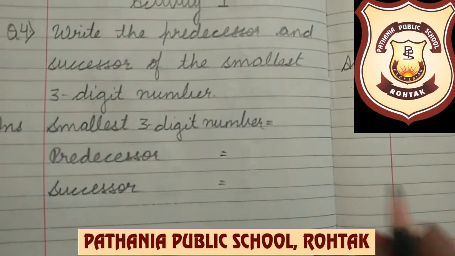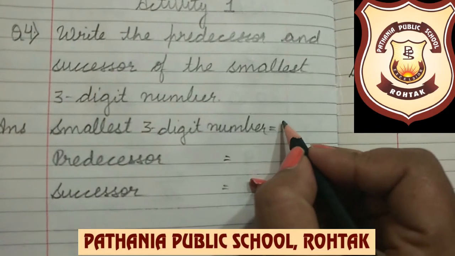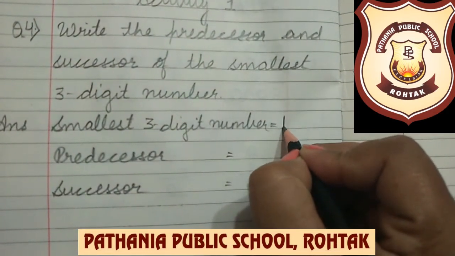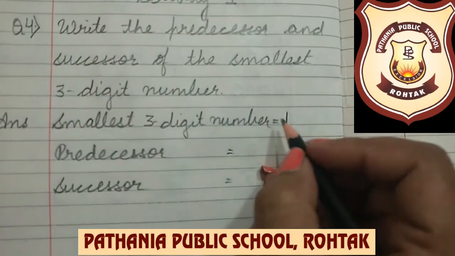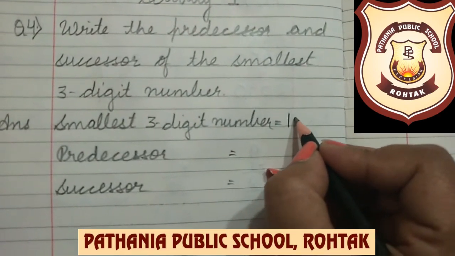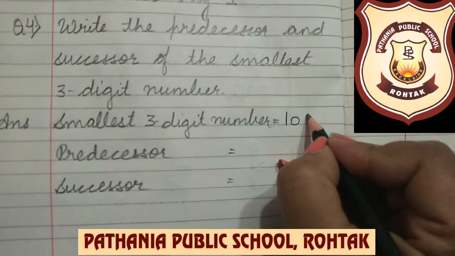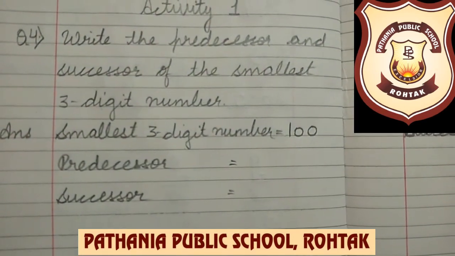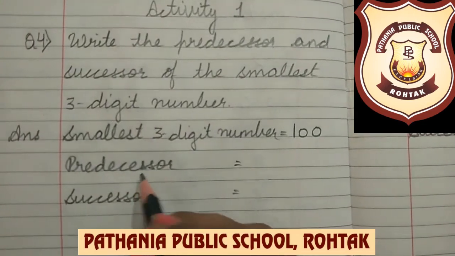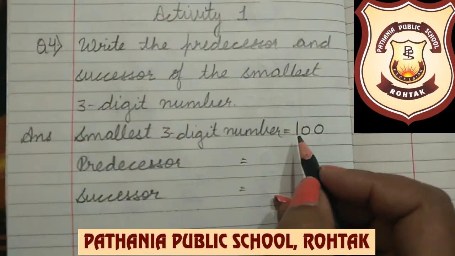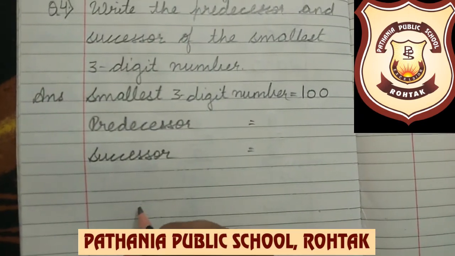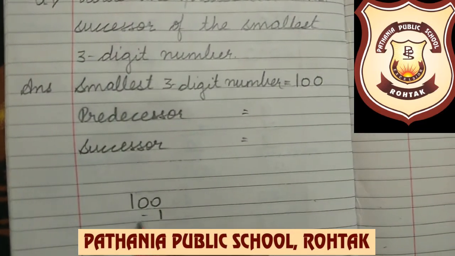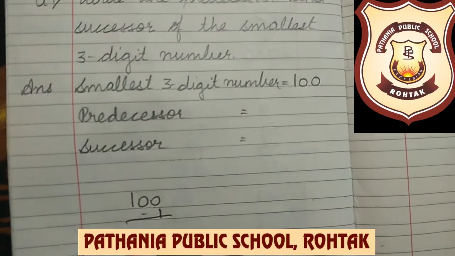Now, what is the smallest three-digit number? We always start the smallest number with 1. So, it is asking for 3 digits. So, 1 is there and we will add 2 zeros to it. So, the smallest three-digit number is 100. Now, how will we find the predecessor of 100? Yes, we will subtract 1 from 100 to find its predecessor.